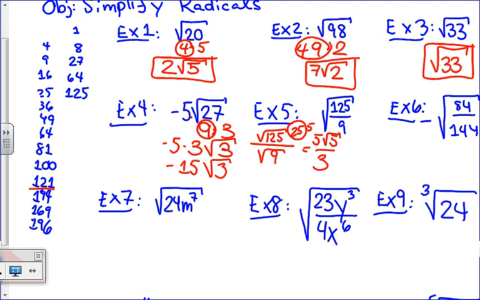Okay, so again, we have the square root of 84, and what's the square root of 144? Okay, so 84 falls here. 48. 4. 6.